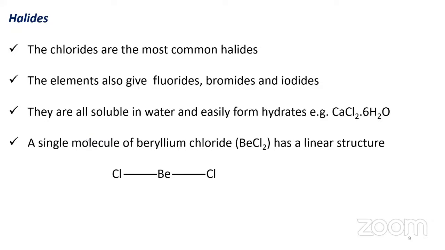Again, among your group 2 halides, your beryllium chloride exhibits 2 types of structure in the solid form: the linear and the polymeric type. Your beryllium halide, especially the chloride, exhibits these 2 types of structure. This is the linear structure, which you have here on your slide. It has a bond angle of 180 degrees, and the hybridization is sp.